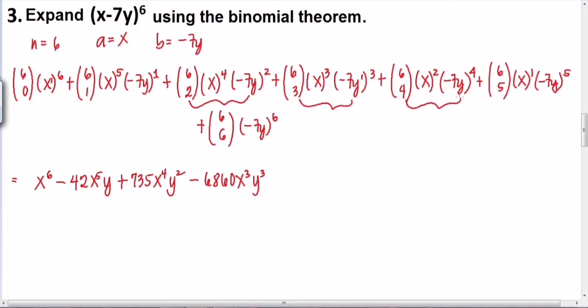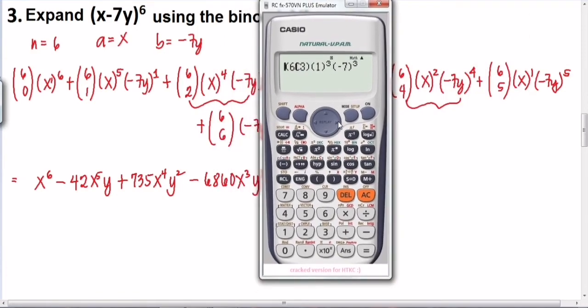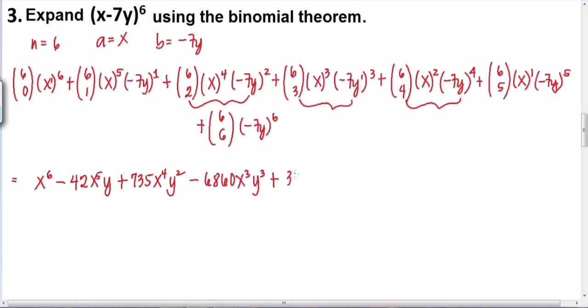Okay? Next, ito na tayo. So, lagyan na natin ng plus to. Ayan. So, 6c4. And then, 1, naka-raise na siya sa 2. And then, yung negative 7, naka-raise sa 4. Ayan. So, the answer is positive 36,015. Okay? And then, ito, x raised to 1 raised to 2. So, that is x squared. And then, y raised to 1 raised to 4. So, 4 times 1 is 4. So, y raised to 4.